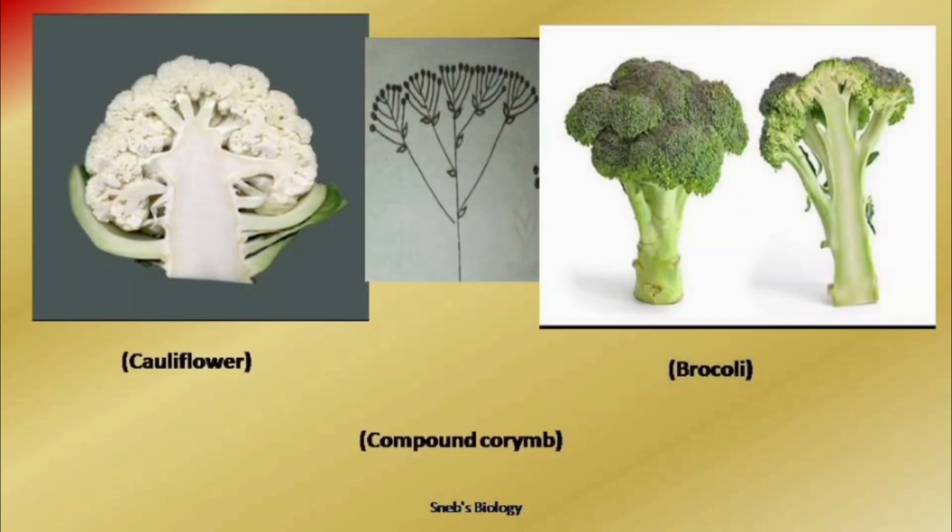And when branching is found in simple corymb, we call it compound corymb. So simply it is the corymb of corymbs. The example of this is cauliflower. In case of cauliflower, if we cut it vertically, we find that there is a compact structure which is the axis, and then there are tiny inflorescences which come to lie on the same plane. So this is a corymb.